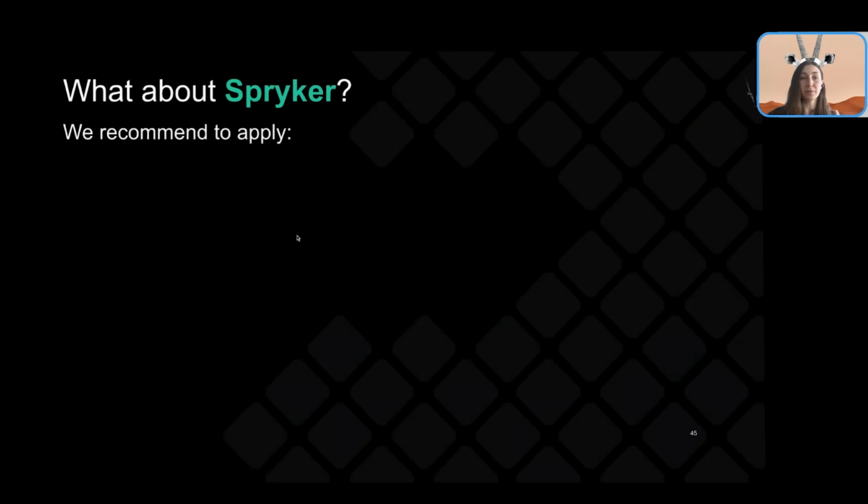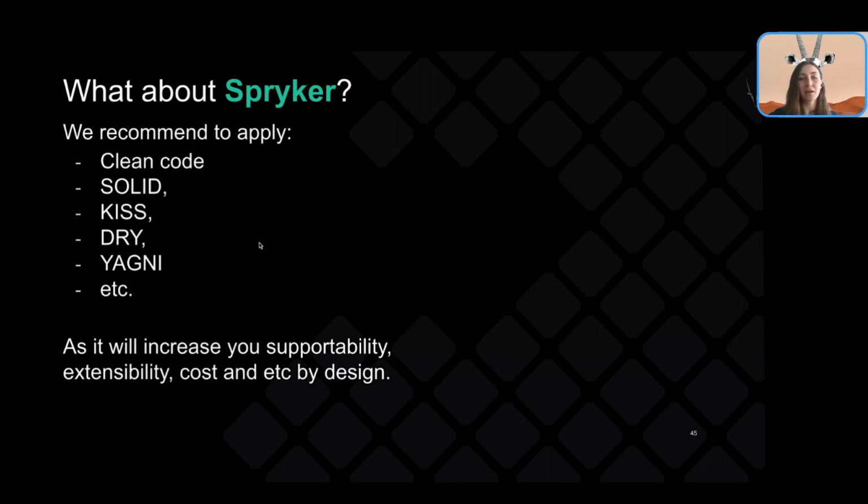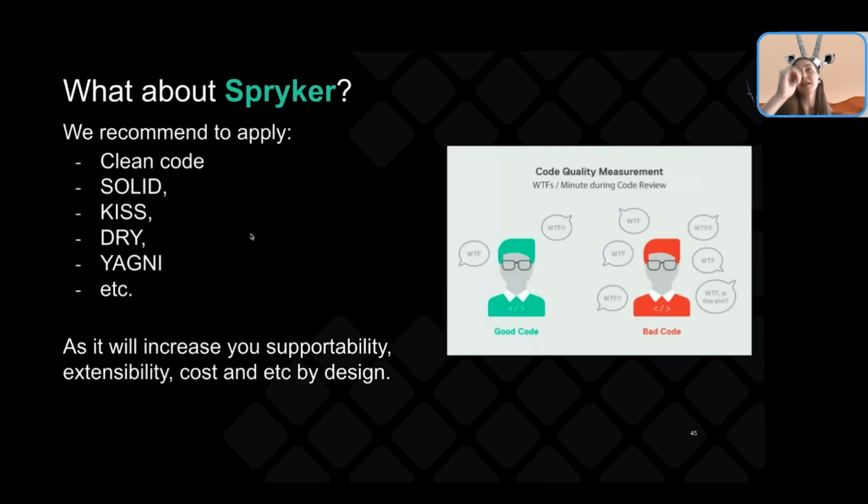What about Spryker? Of course, we recommend to apply clean code, SOLID, KISS, DRY, YAGNI, and everything else. So just check out our best and latest documentation that we have. Basically it will increase your supportability and extensibility and costs and other quality attributes already by design. And then here I have on the right side a nice picture. It is actually going to decrease the amount of WTFs, I hope you know what it means, per minute during the code review. That's actually it.